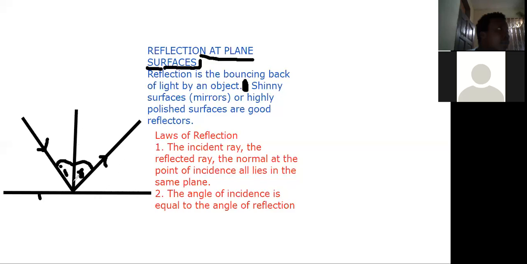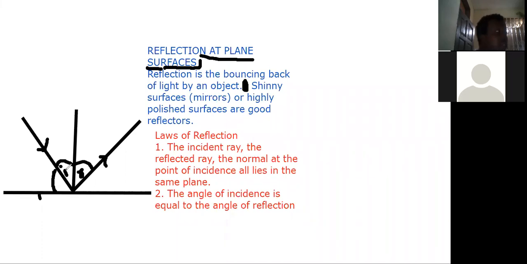Now when it hits the surface, because there's a line that separates them, it forms an angle. Because this ray is tilted or inclined at an angle, it forms an angle here. And so the angle it forms here is what we call the angle of incidence.